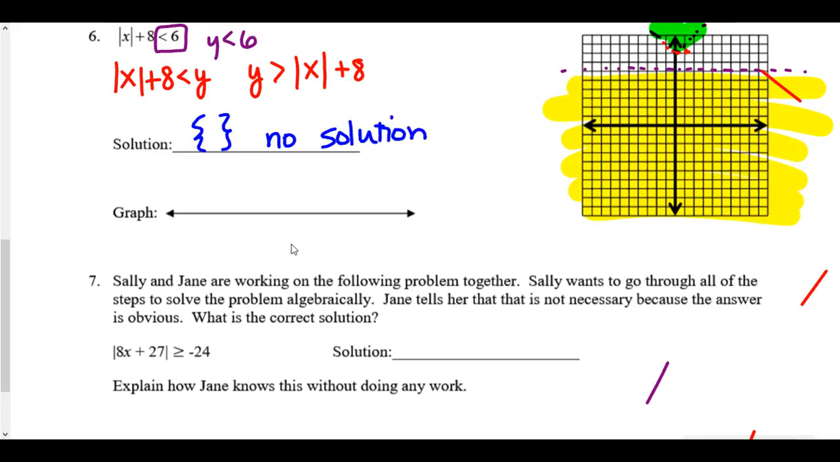And my graph is empty because nothing is shaded. There's no overlap. Okay. Be sure if your graph is empty, you realize that it really is not there. If this had been in all real numbers, then the entire graph is shaded.